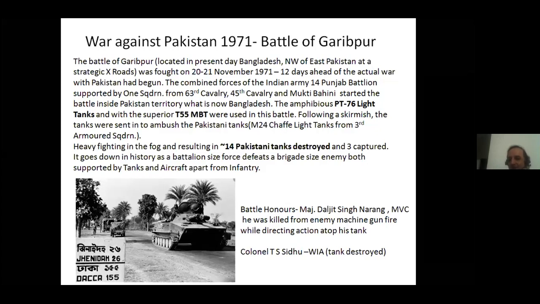Now, Major Daljit Singh Narang, he is in one of these tanks directing operations there on the PT-76 when there is machine gun fire raking up, and he is struck and killed on top of his tank. And then Colonel Sidhu is wounded in action when he takes forward his tank as well. So this action on the east infuriates the Pakistanis, and they want to pull the Indian armor away from them to maybe achieve their objective in Bangladesh. So they start offensive operations on the west.